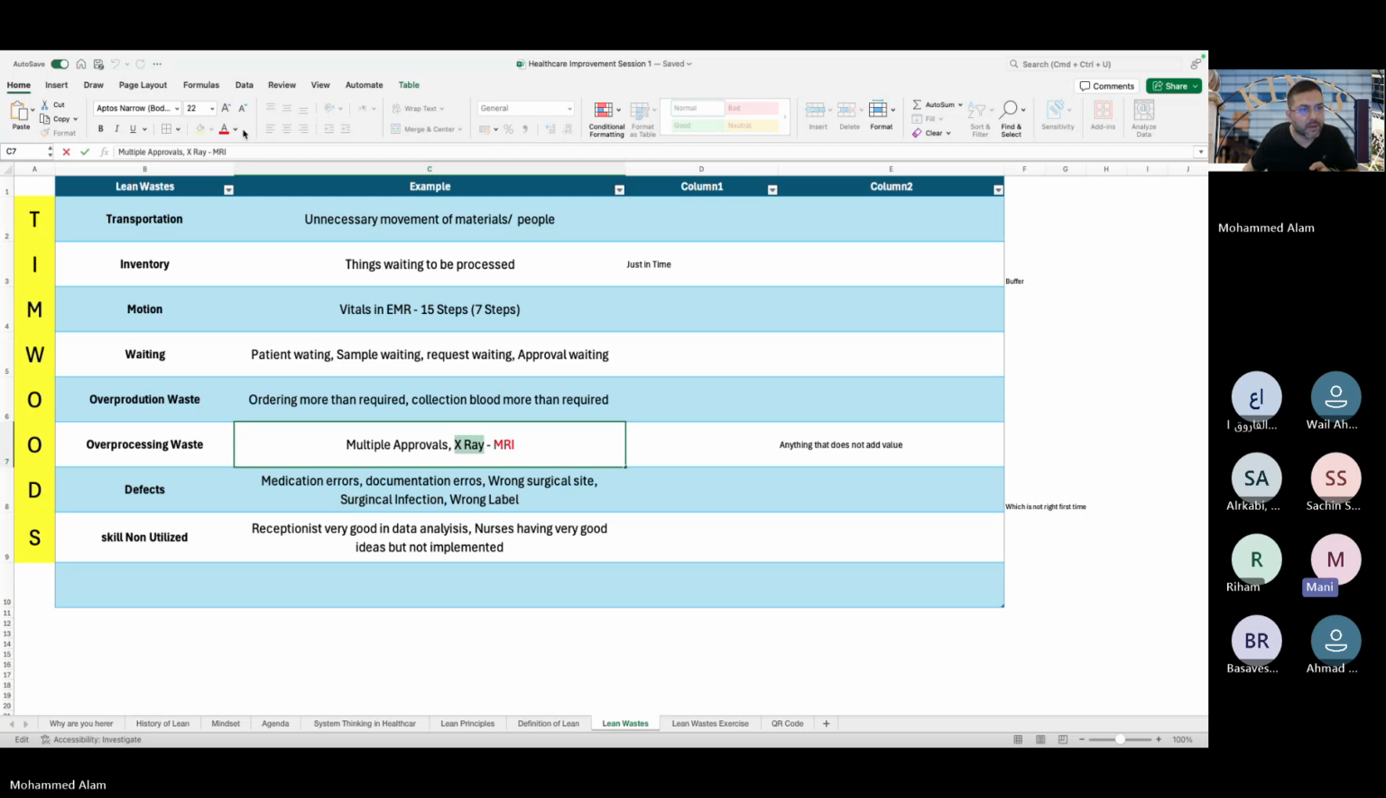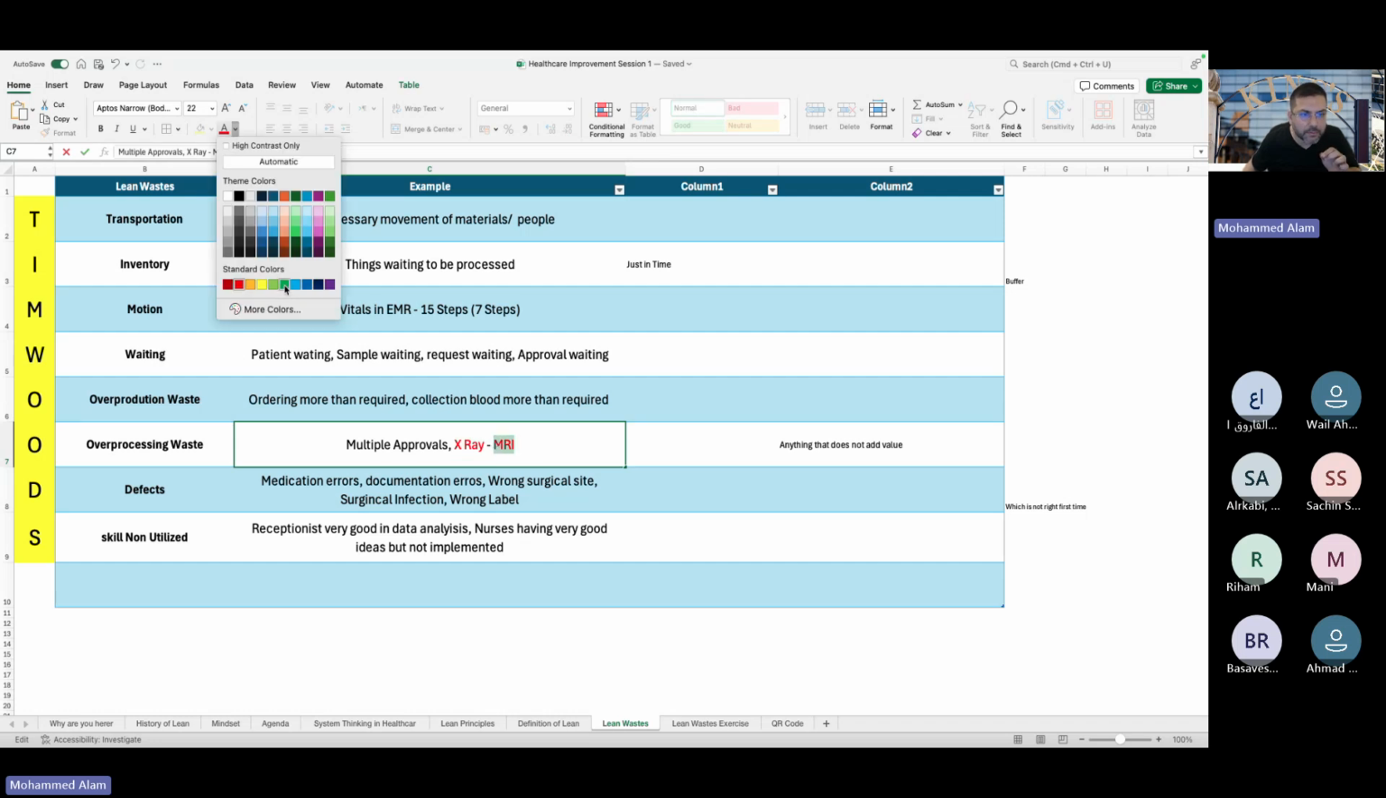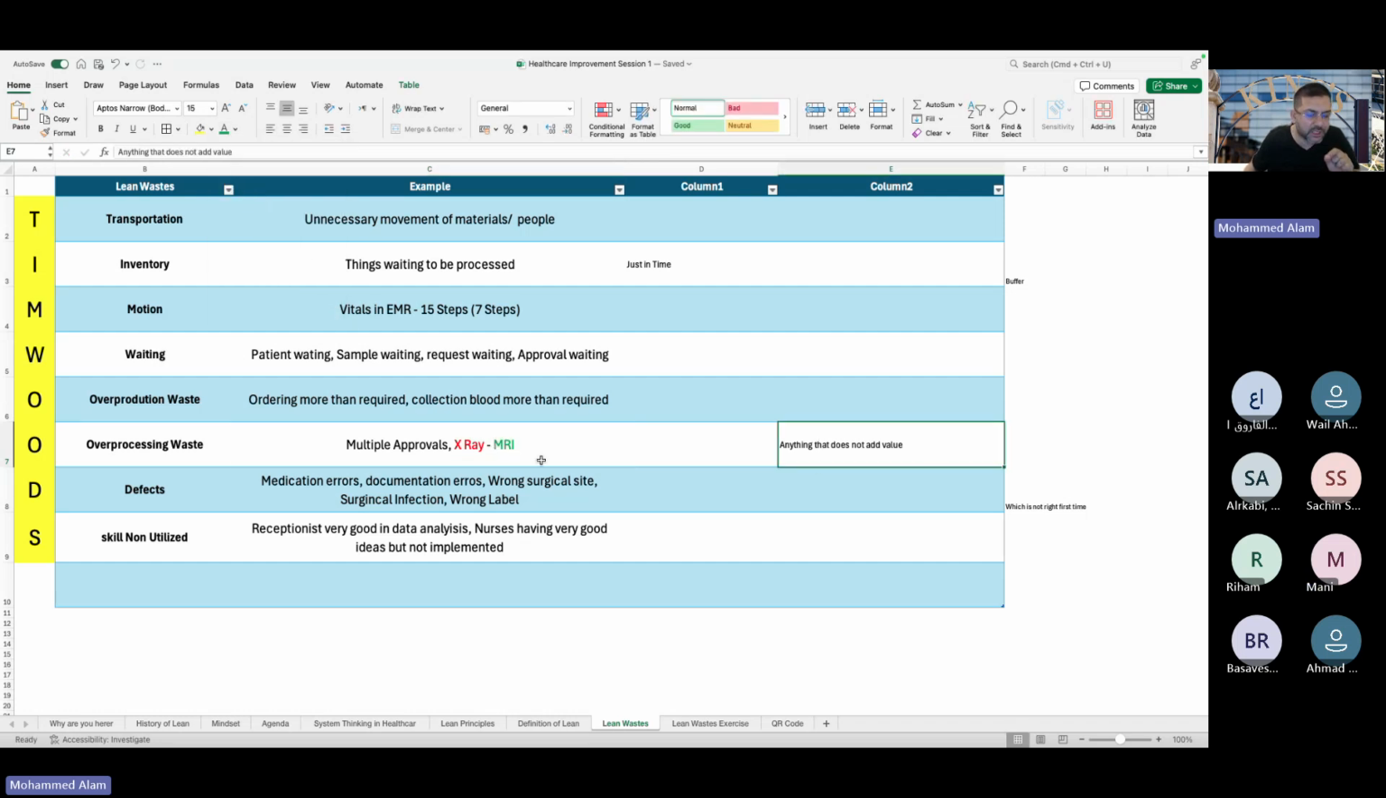This is what I wanted to say. It's what is required at that point of time to deliver value to the patient. So in this case, he should have directly gone ahead with MRI instead of doing an X-ray, because based on the diagnosis and the symptoms, the probability is that MRI would give more information than an X-ray. So in this case, X-ray is an over processing waste, but MRI is a value adding activity.